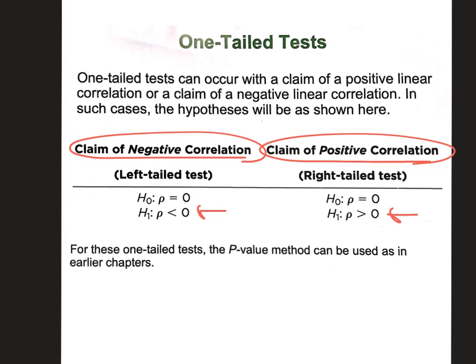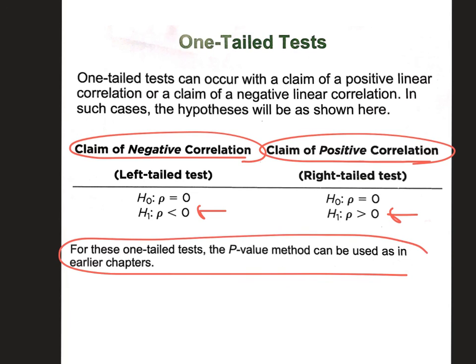This sentence down here is huge. For these one-tailed tests, the p-value method can be used just as it was in earlier chapters. All the times we've used our p-value, you can do it the same way here as we've done the whole rest of the semester.